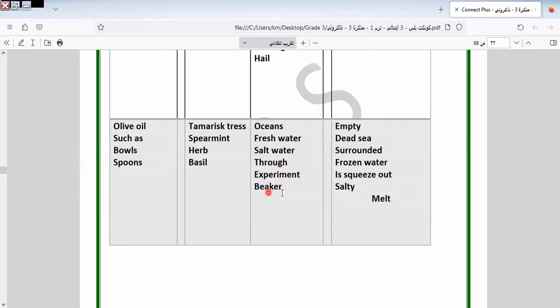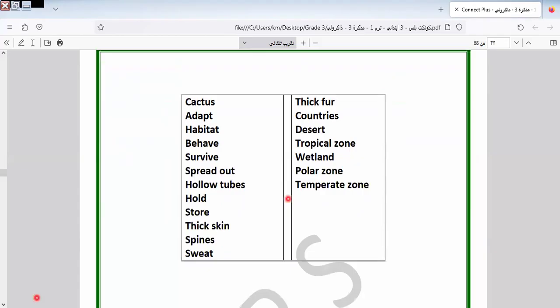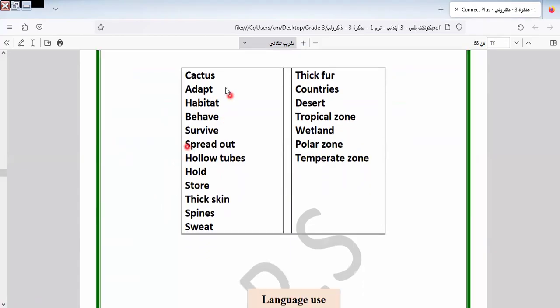Through experiment, beaker, empty, sea, surrounded, frozen, water is squeezed out, salty, and milk. Let's continue the rest of the vocab here. Here we have cactus, adapt, habitat. Adapt and habitat, we will take next year in grade 4. This is not a strange word, but we will take it next year. Okay, you must know it for grade 4.